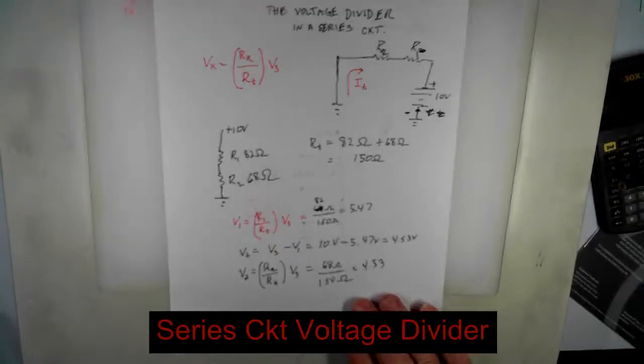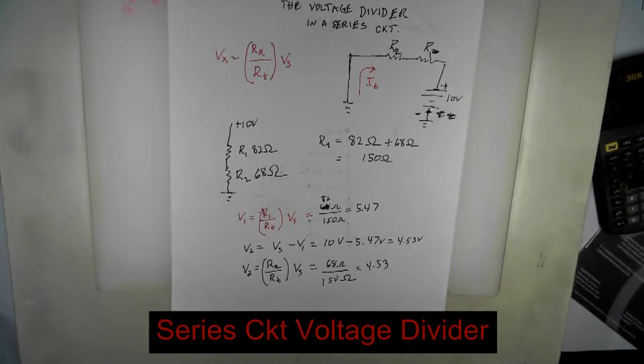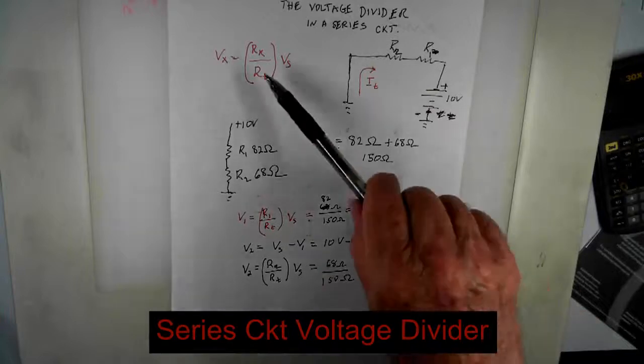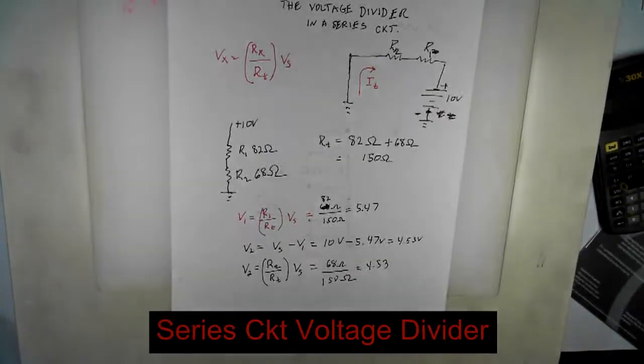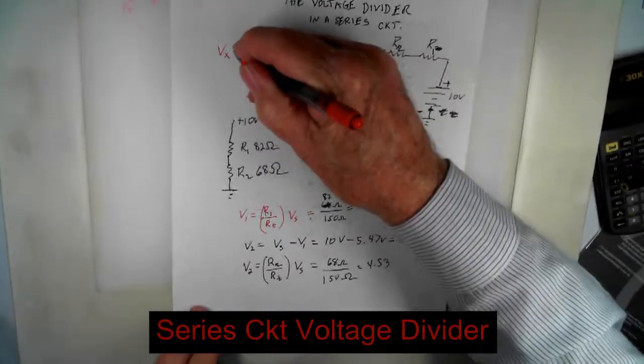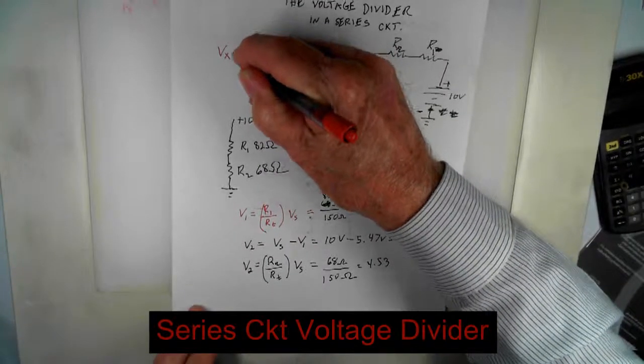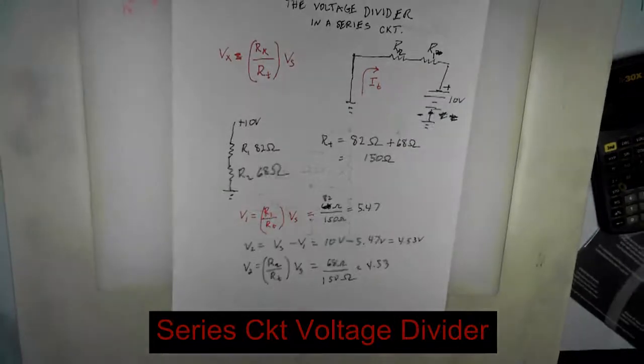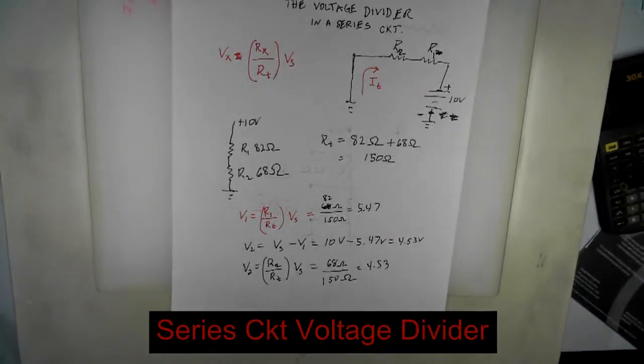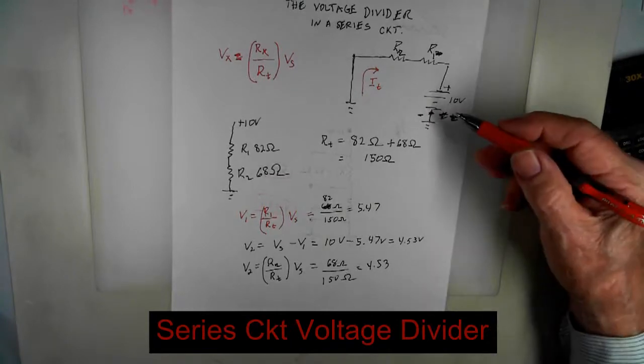Now we start off with the voltage divider formula here, which is Vx. Let me make this a little clearer here. Vx equals Rx divided by RT times the voltage source. In this case, we're running a battery.